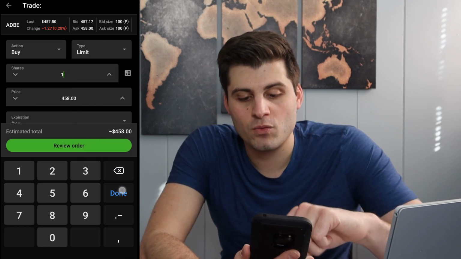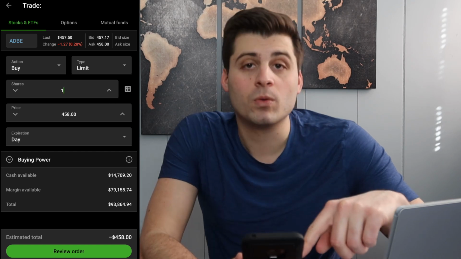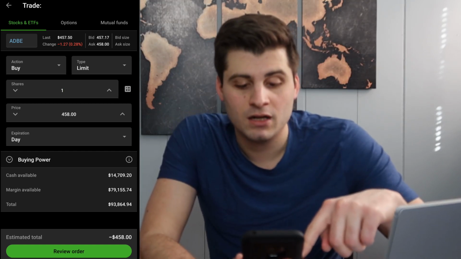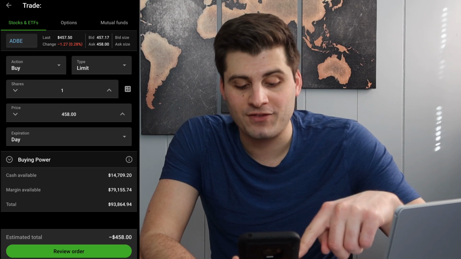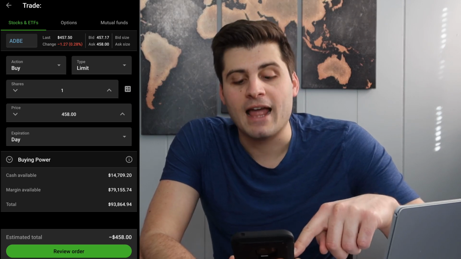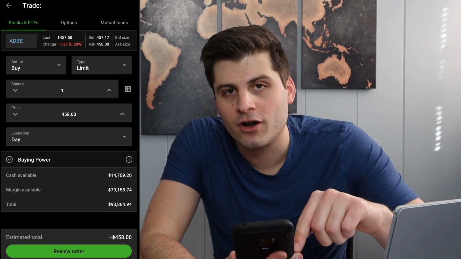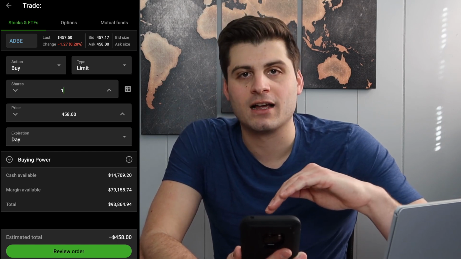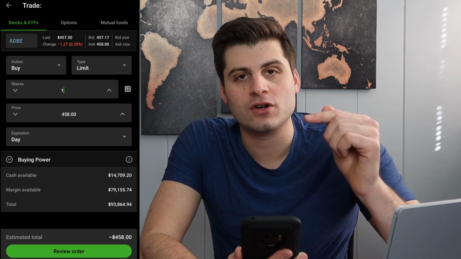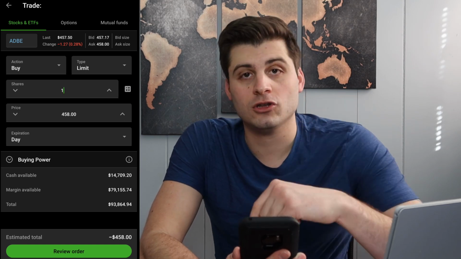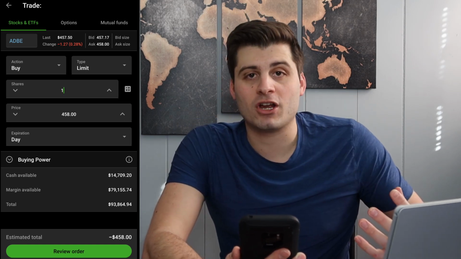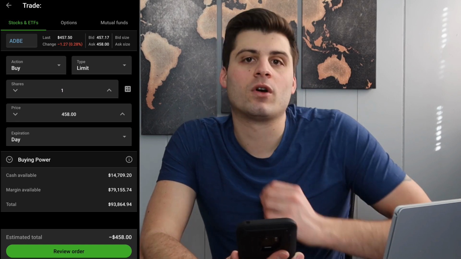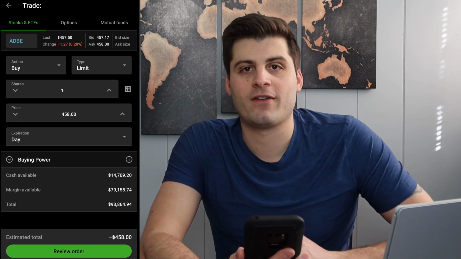We're going to say one stock, but instead it's going to be limit. And you can see now we have a new row. We have this row where we could determine the price. So we could keep it at 458. And what this means is if it's a penny higher than $458, don't buy into the stock. I want to buy in at 458 or lower. So let's say the market opens and the stock is $450. It'll fill me for that price.